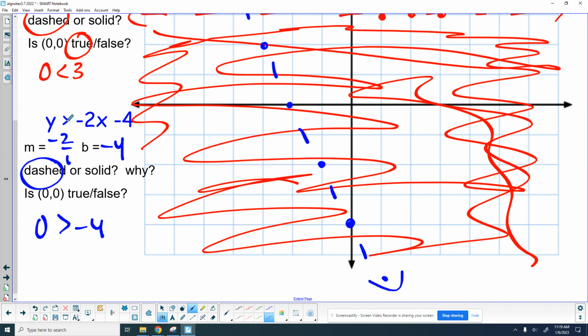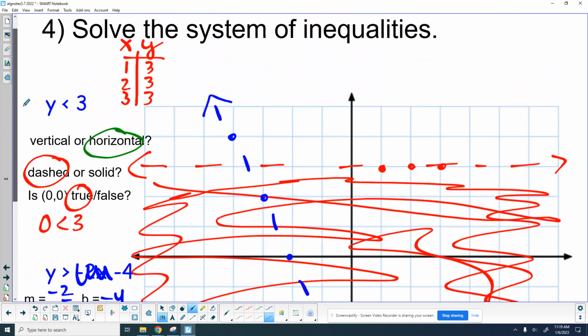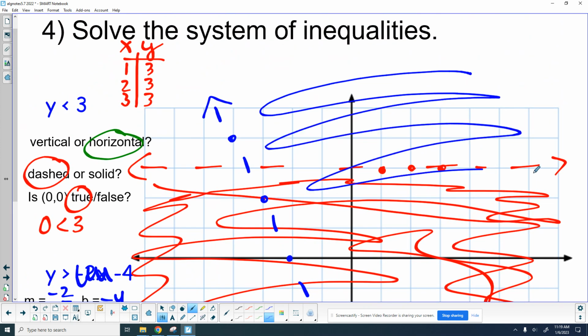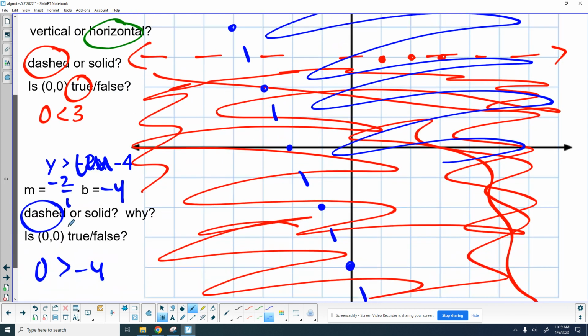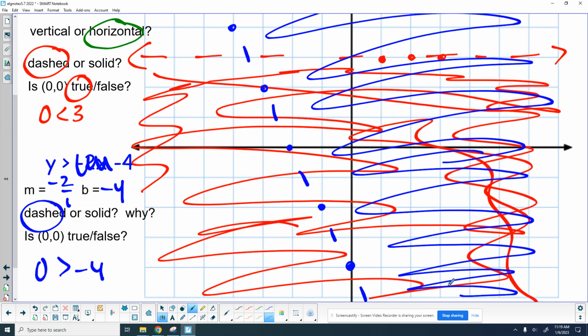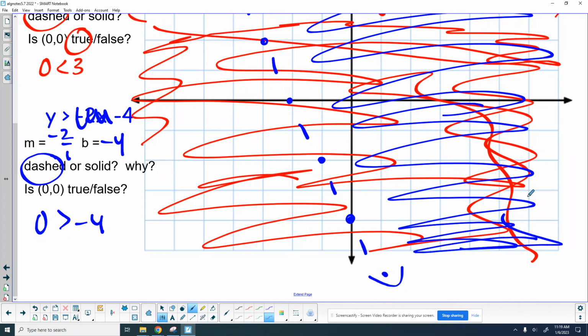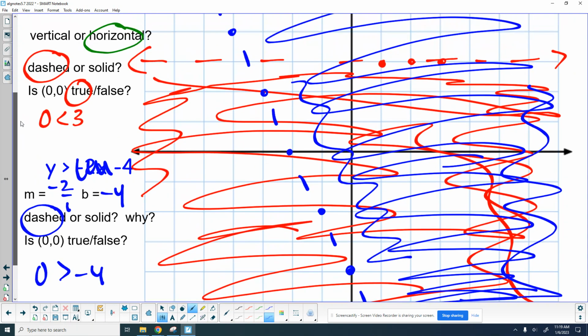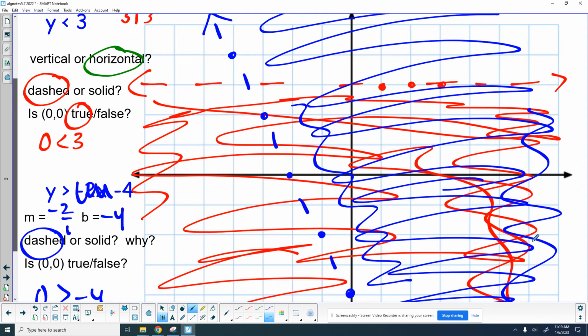I put 0 in here. This canceled out. The -4 dropped, and it's true. So I shade the right side where the origin is. And I shade all the way down. And you can see where the solution is because there's double shading on the right side of the line. It's over here in this general area. Okay, where it's just blue or it's just red or no shading, that's not part of the solution. But where I've got the double shading is part of the solution.